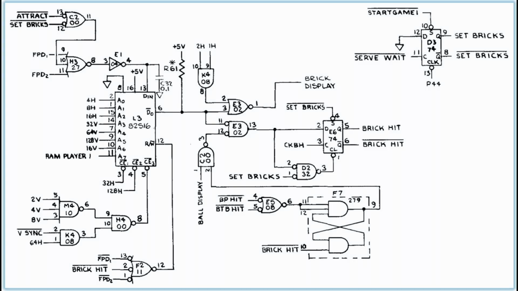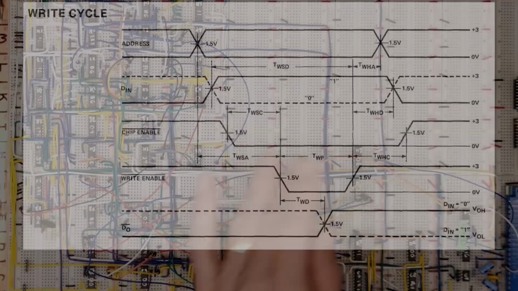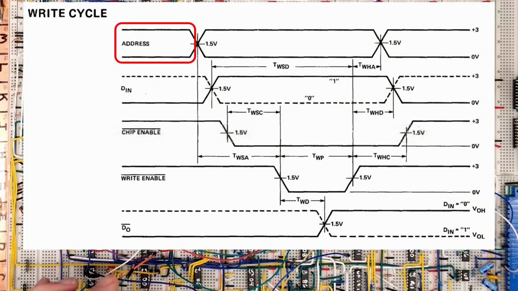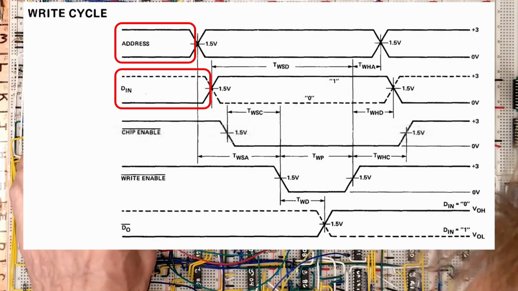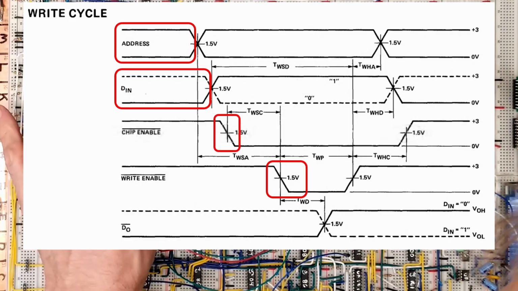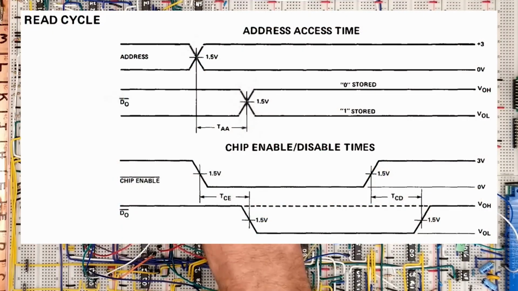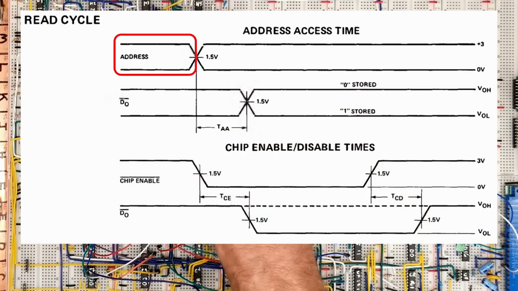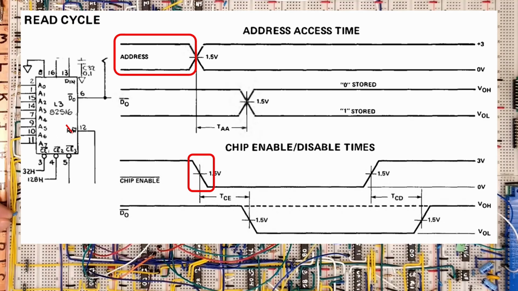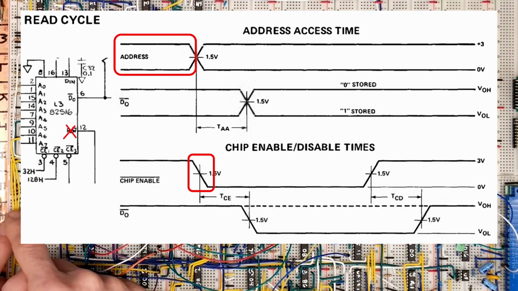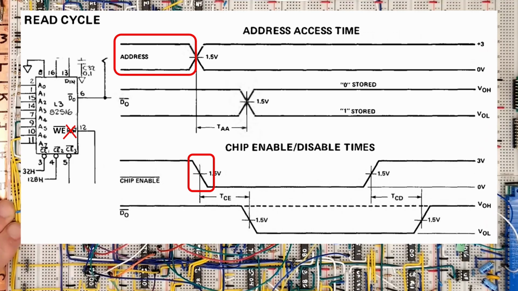We only have 3 additional lines to work on: data in, data out, and read-write. All pretty much self-explanatory. To write a bit, you set the target address, place the desired bit state on data in, enable a chip, and drop the read-write pin. To read a bit, you just need to give an address and enable a chip. The state of the read-write pin has no bearing for read operations, and the datasheet properly calls this write enable.